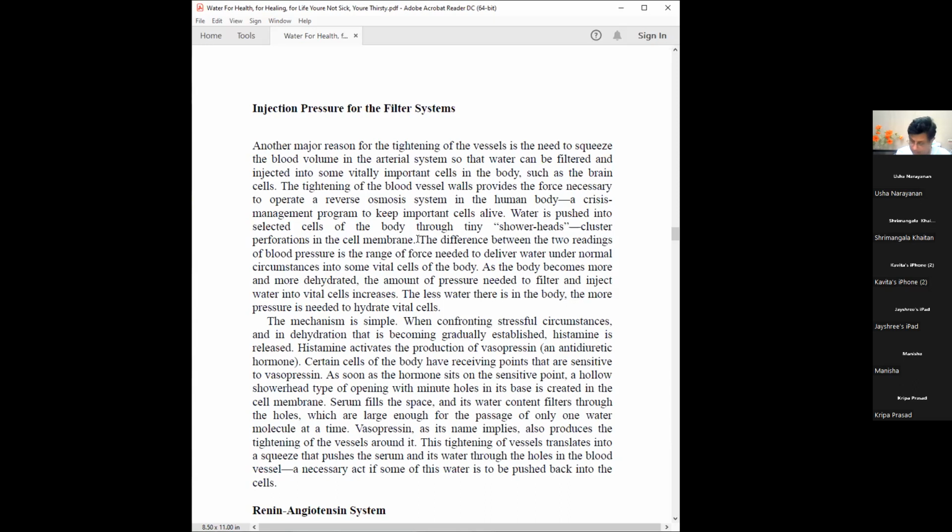As the body becomes more and more dehydrated, the amount of pressure needed to filter and inject water into vital cells increases. The less water there is in the body, the more pressure is needed to hydrate vital cells. So naturally, if there's less volume, more pressure will be required to pump the water up, right? So for example, in a building, you have a pressure pump system. Now, if there's no water in the tank, then you need more pressure. You need to create more artificial pressure to push the water into the taps.